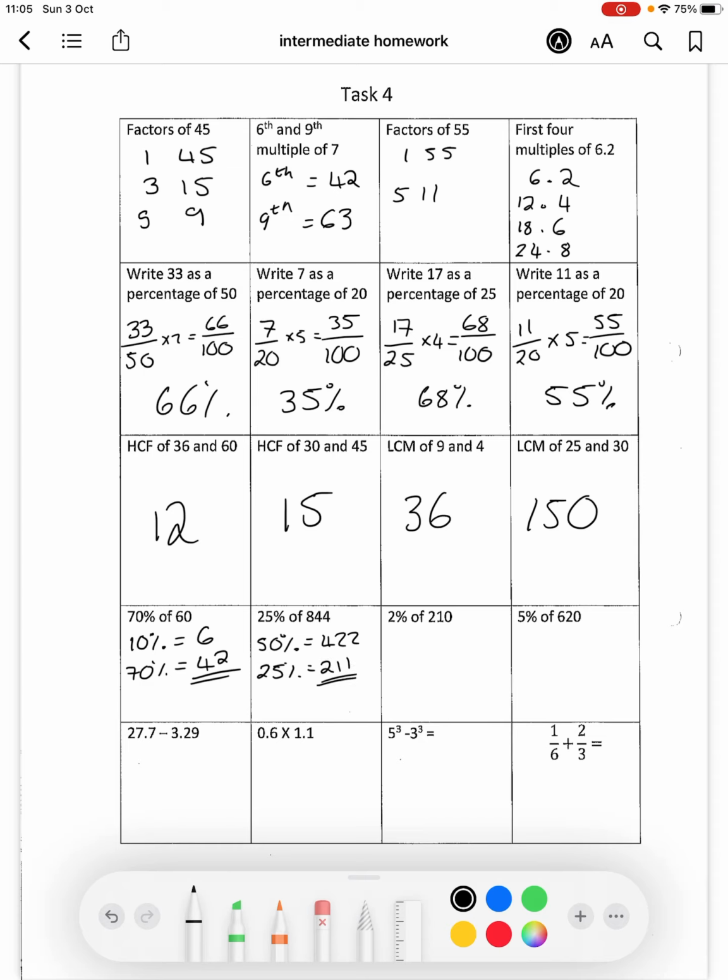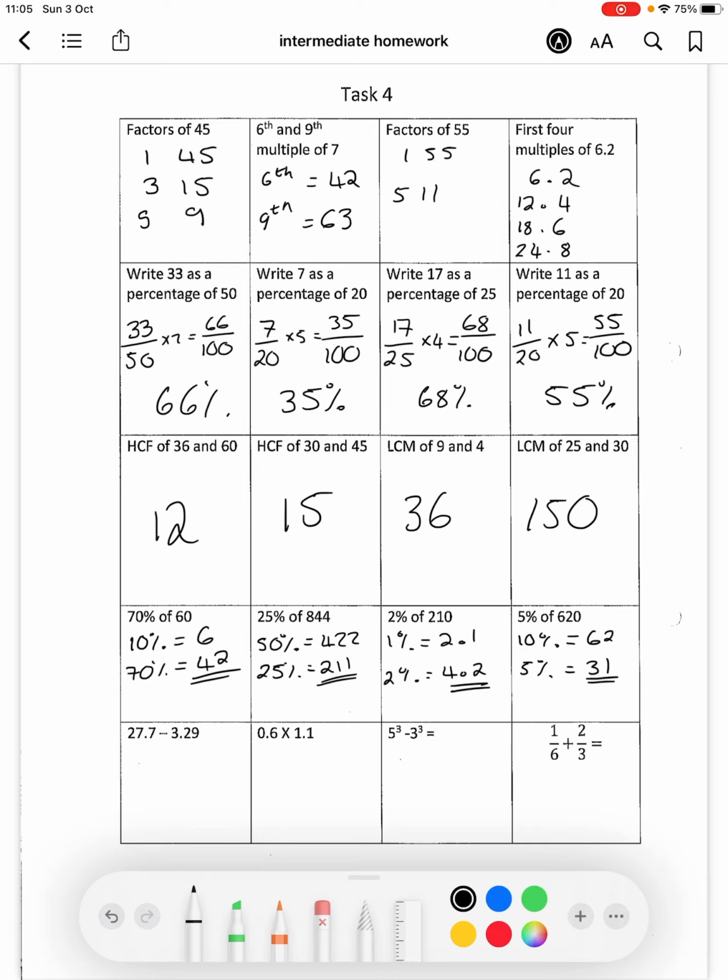Next one, 2% of 210. If we first find 1% by dividing it by 100, so that'd be 2.1. 2% would be double that, which is 4.2. Next one, 5%. So if we first find 10% of 620 by dividing it by 10 to get 62, 5% is just half of 10%, which is going to be 31.